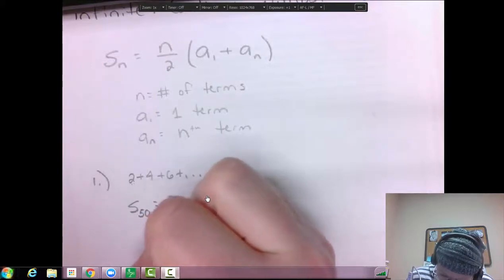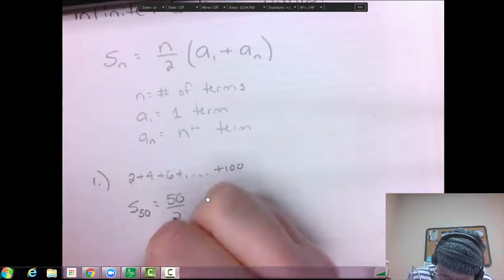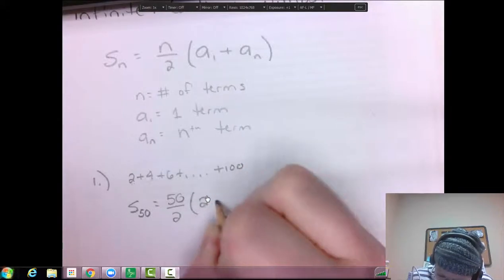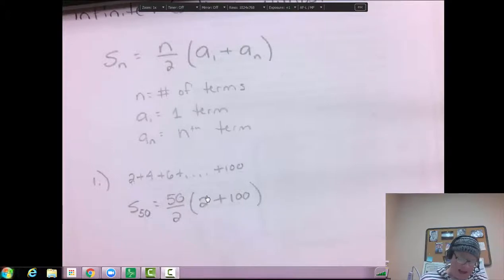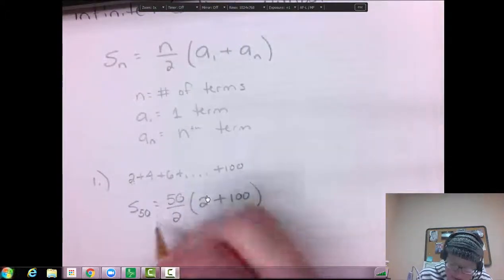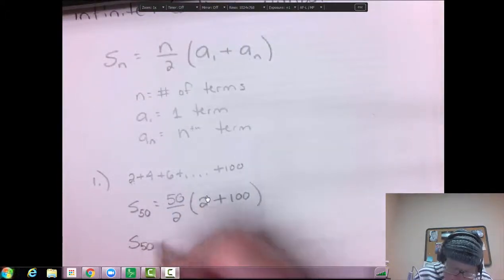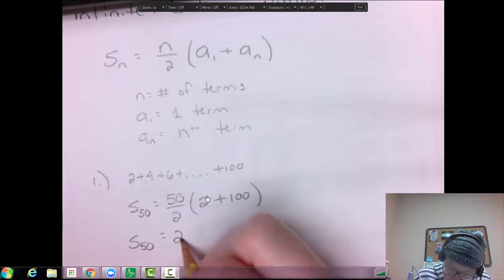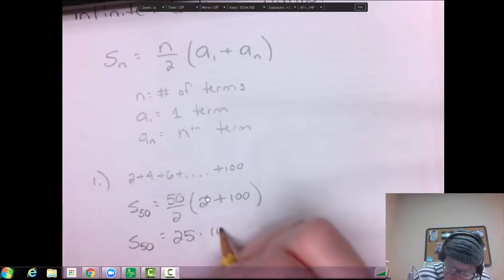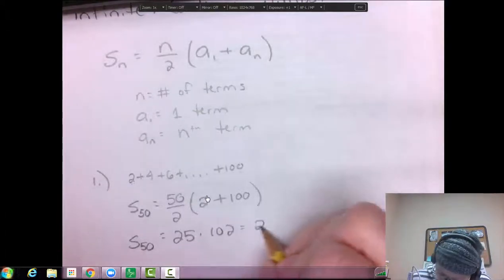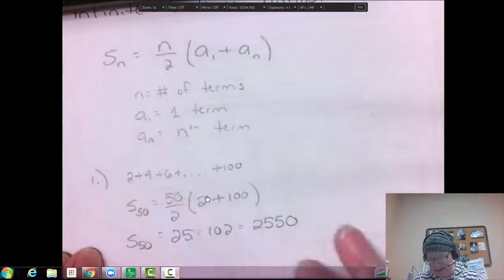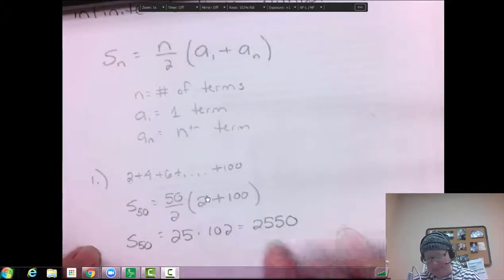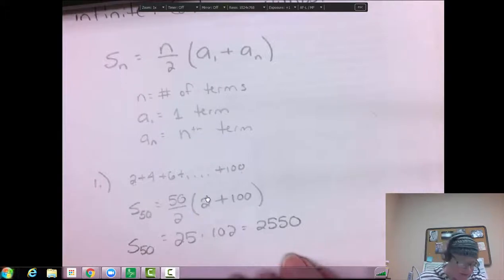So we know our n is 50, so we have 50 over 2. Our a1 is 2, and our a sub n is 100. This is our formula. 50 over 2 is 25. So S sub 50 equals 25 times 102, which is 2,550. So the sum of this specific sequence happens to be 2,550. Let's look at another one.